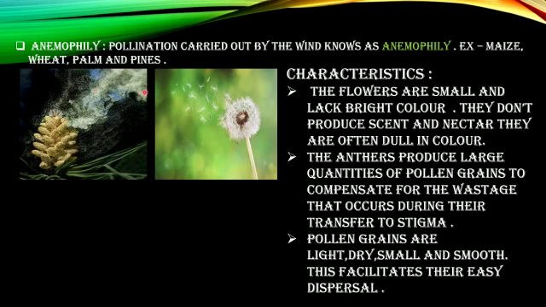The characteristics of these flowers: the flowers are small, they need not be brightly colored, they need not produce scent or nectar, they are often dull in color, but their anthers produce a large number of pollen grains, because during the pollination, as the wind is the agent, a lot of pollen grains are wasted when they are transferred from the anther to the stigma. The pollen grains are light, dry, small and smooth, so that they can be easily carried by wind.